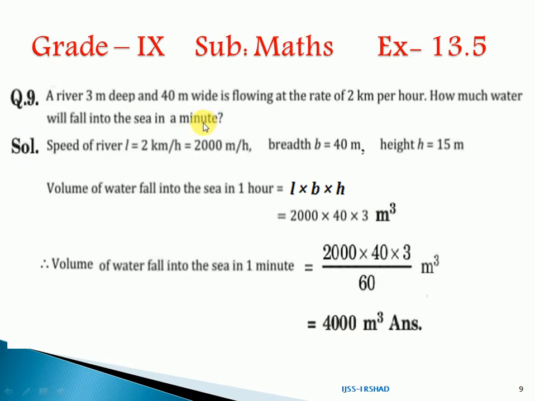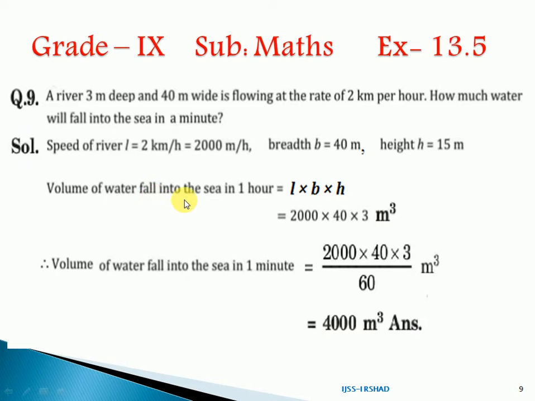Not in hour, in a minute. So speed of the river, that is only the length, how much water is flowing. Speed of the river, that we will consider as length, L, is equals to 2 km per hour. So convert it into meters. So 2 km means 2000 meters per hour. And breadth is given here, wide 40 meter, and height, river is 3 meter deep, that is the height, depth, that is taken as height.